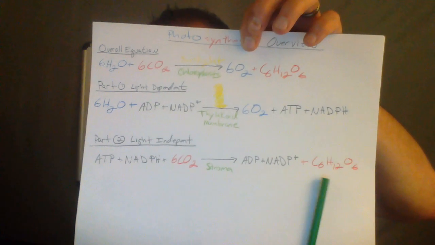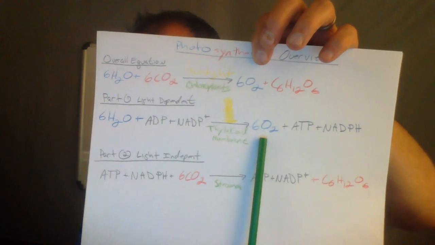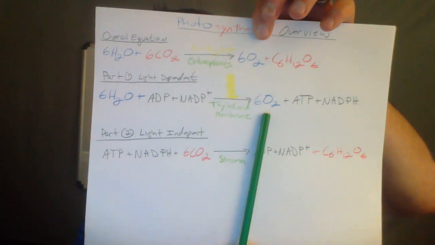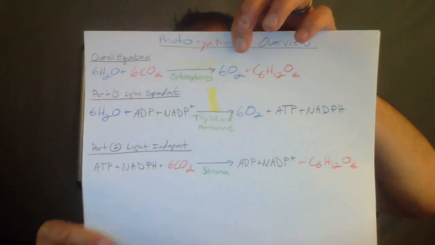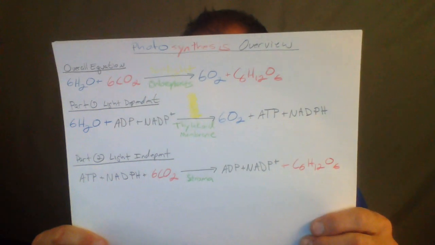The important thing is the glucose. The glucose is the payoff. This oxygen is just a waste product. Now, yes, plants use some of that oxygen for cellular respiration, but we'll get into that a little later, next chapter. So again, ultimately think of photosynthesis as an energy conversion process.